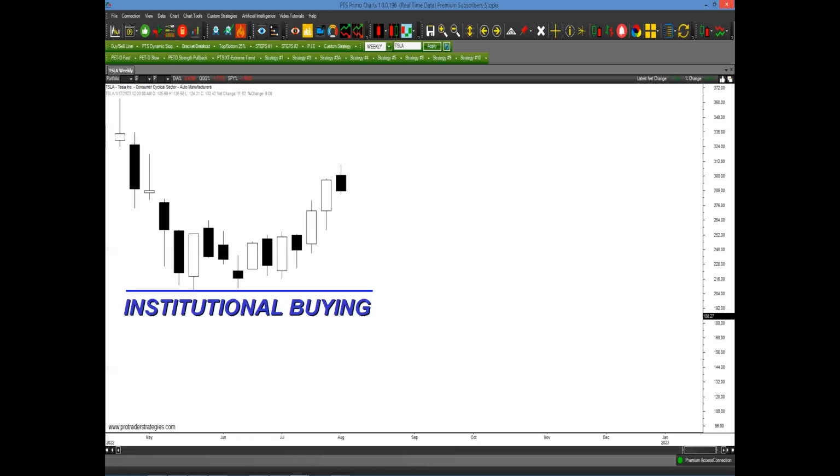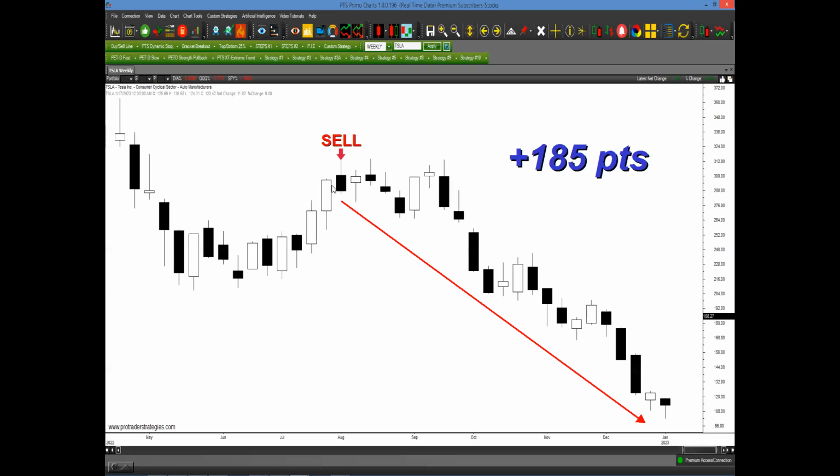So let's say you're following the institutions. Well, why don't we follow what the market's telling us? Strategy number 9 actually generated a sell signal where you thought we're going to be making new highs. This was an opportune place to go short. And we all know what's happened with Tesla coming into the beginning of this year. It went down 185 points. So what happened to all the support right here? What happened to all the institutions? Well, they pull out. They pull out all the time. They change their mind. So I would in no way want to follow what the institutions are doing.